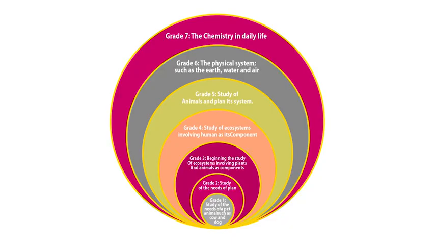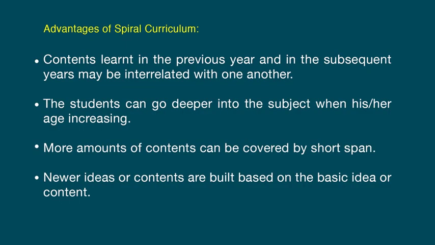Like this, the spiral curriculum introduces the concepts one by one over the years. In the consecutive years, the students will learn from what they have learned to advance their learning. Advantages of spiral curriculum. Content learned in the previous year and in the subsequent years may be interrelated with one another. The students can go deeper into the subject as his or her age increases. More content can be covered in a short span of time. Newer ideas or contents are built on the basic idea or content.